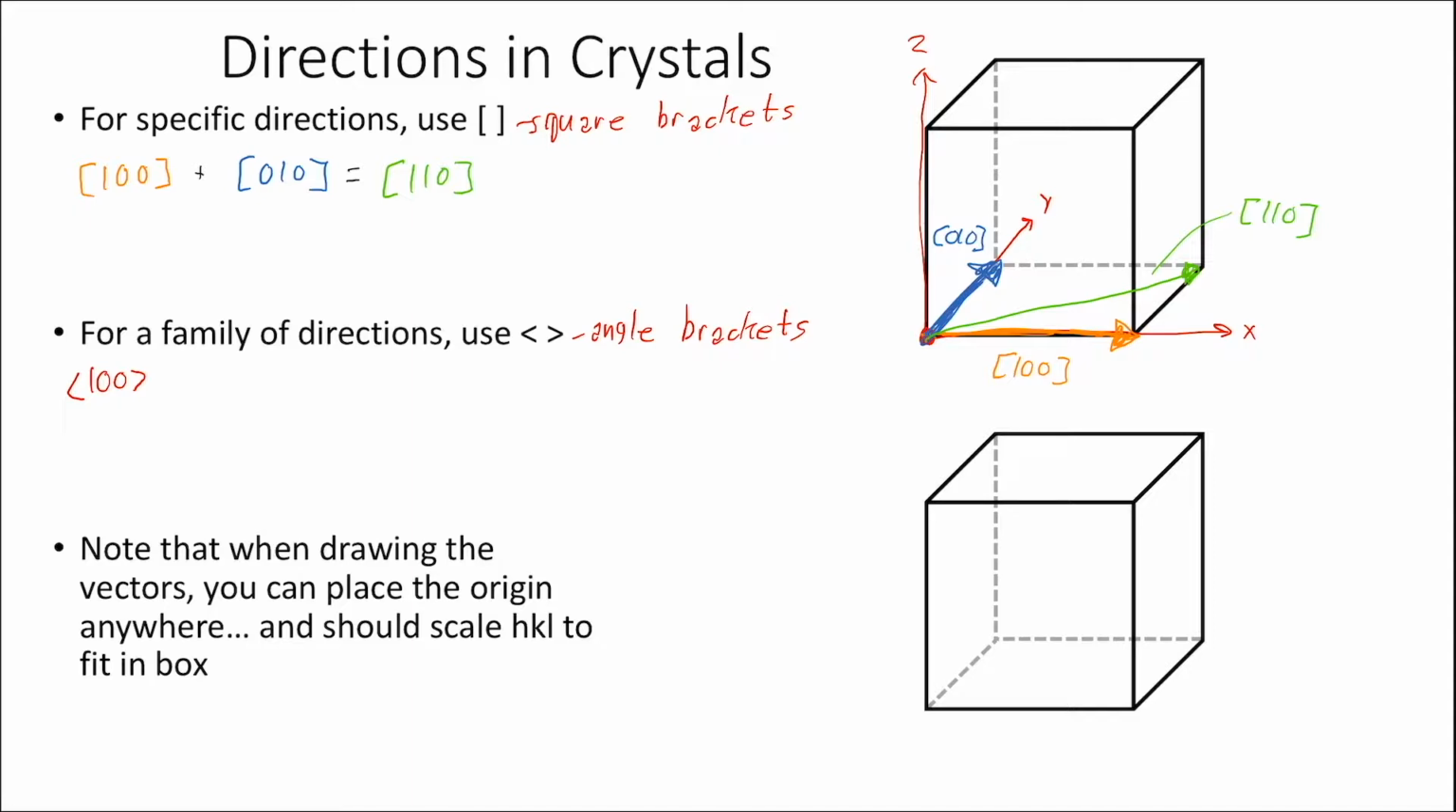All right, so hopefully you were able to figure out the 6 directions. They are 1, 0, 0, 0, 1, 0, 0, 0, 1. And also, there's the negative versions of these: -1, 0, 0, 0, -1, 0, 0, 0, -1. Now, note that we don't put the minus in front of the number.